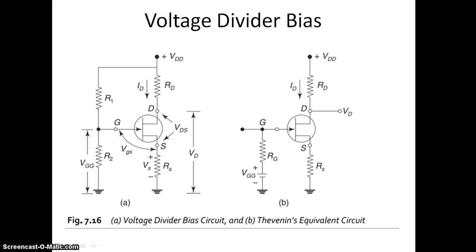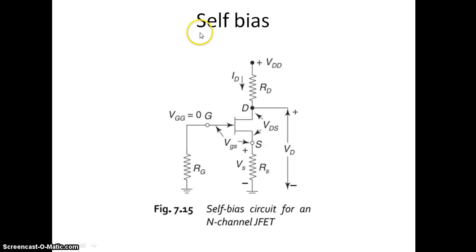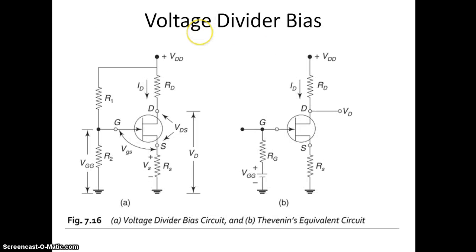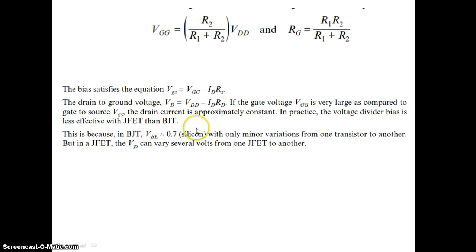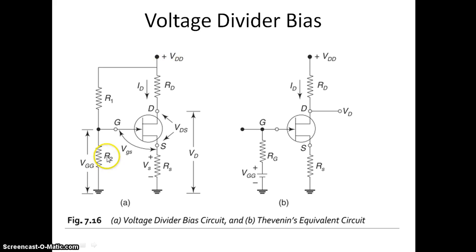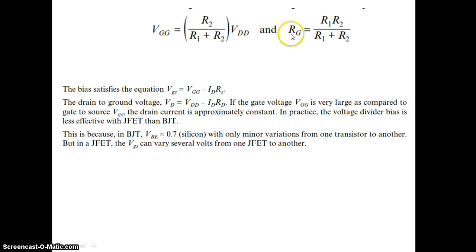Next, this is voltage divider bias. The previous one was self bias. Here there are two resistances R1 and R2 to achieve the gate resistance, similar to voltage divider bias in the BJT. The expression for VGG is R2 by R1 plus R2 into VDD, which is the voltage divider formula, and RG equal to R1 R2 by R1 plus R2. Similarly, here also any increase in drain current will be compensated by a decrease in drain current.